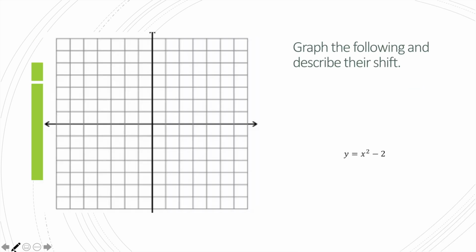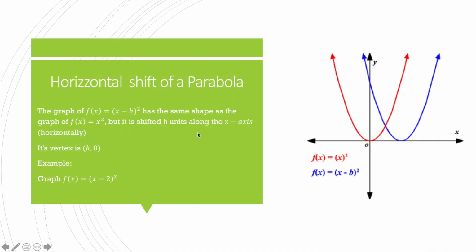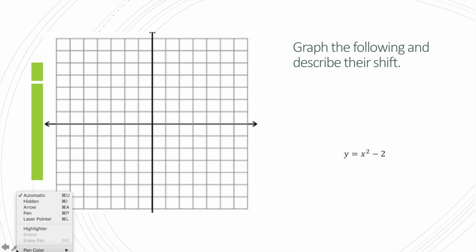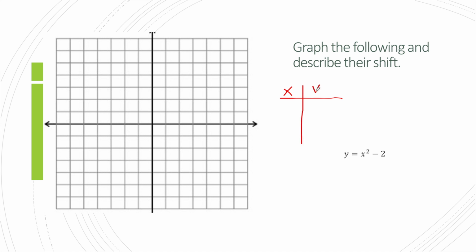All right, so now let's go ahead and graph the following function, y equals x squared minus 2. So the first thing I need to do is pick out some x values. So let's take x and our y. Let's let x equal negative 2, negative 1, 0, 1, and 2. Remembering that this is going to be symmetrical across the y-axis.